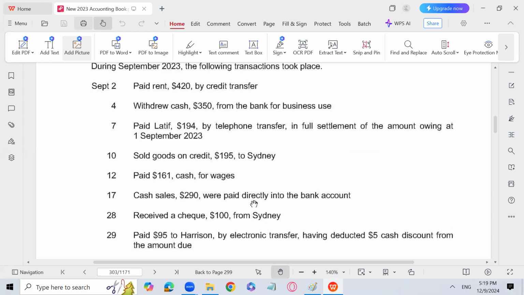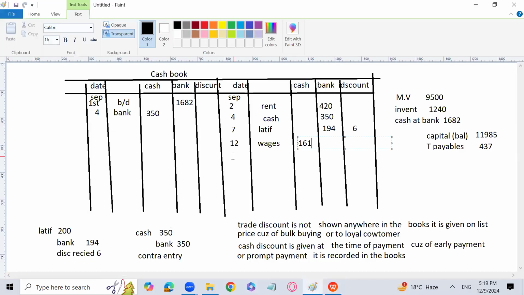Cash sales 290 was paid directly into the bank account. So the entry will be bank debit and sales credit on the 17th, because we have paid it directly into the bank. So on the 17th, bank is going to be debited. I will write in the bank column 290. Bank is debited by 290 because of sales. If you want to pass the entry, you can do bank debit and sales credit.